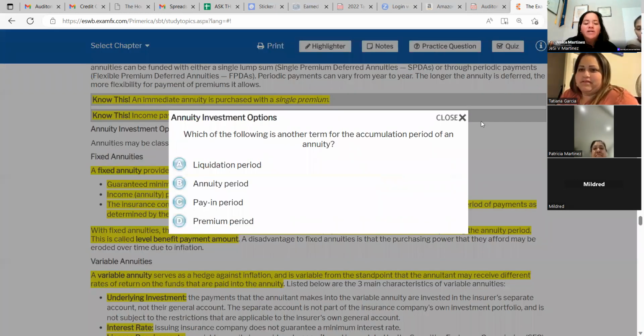Which of the following is another term for the accumulation period of an annuity? Is it the liquidation, the annuity, the pay-in, or the premium period? Premium? Ellie says pay-in, Tatiana says premium. Anybody else?